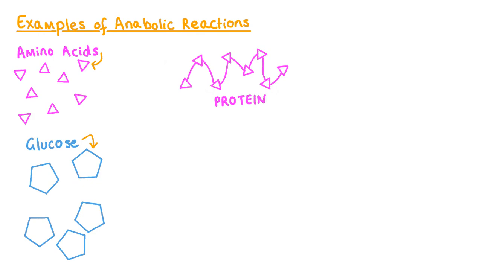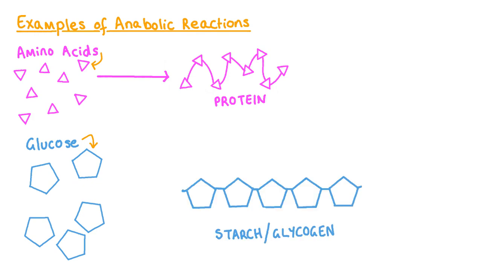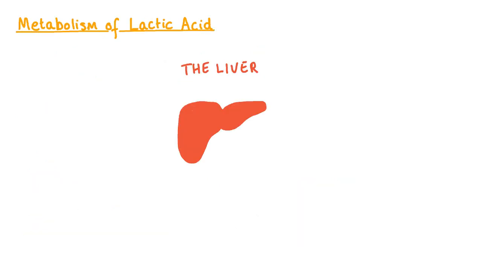For example, these amino acids can be combined in diverse sequences to form multitudes of different proteins, while the glucose molecules could be reformed into starch in plant cells or into glycogen in animal cells. As they are anabolic, both of these processes require an input of energy, which will be provided by the breaking of certain bonds in ATP. As the liver is such an important organ when it comes to discussing metabolism, let's explore some other metabolic functions that it carries out, one of which is metabolism of lactic acid, sometimes called lactate.